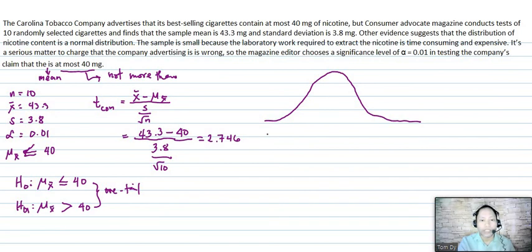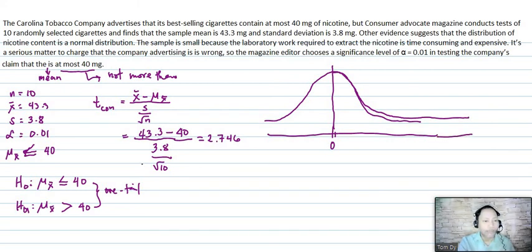Now this is our curve. Now take note, this is one tail, so this is our mean, which is 0. So this is one tail, that means we have only this one on this side. So we have our t computed, which is 2.746. So we will write here the 2.746. That is the t computed value.